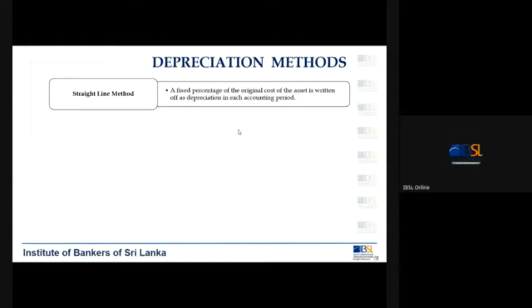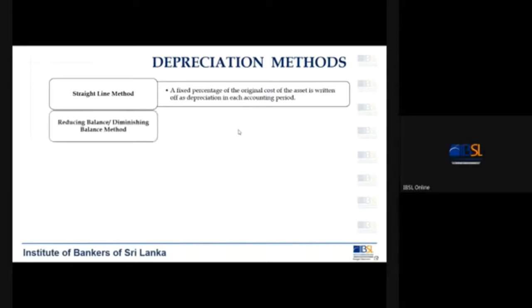If the residual value is not given, then we don't need to consider that. If they are silent about the residual value, then you have to assume that it is zero. Okay, so thank you.